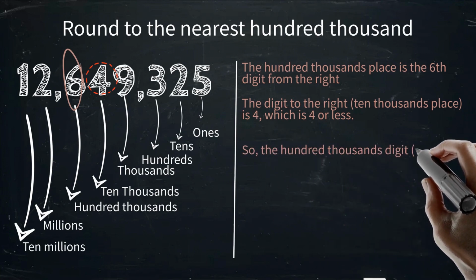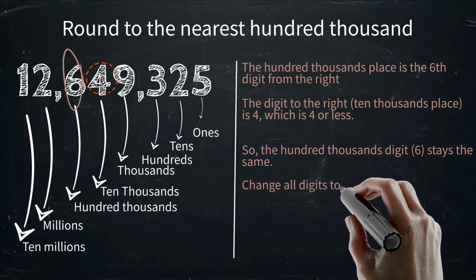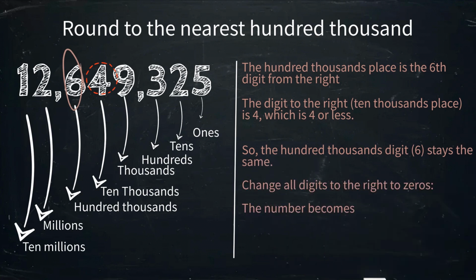So inamaanisha tuta keep the rounding digit the same, yani 6 itaremain the same, but we change all digits to the right to zeros. So answer yetu itakuwa 12,600,000.